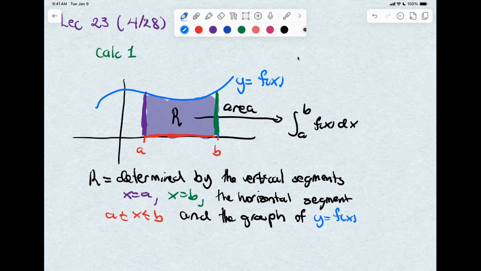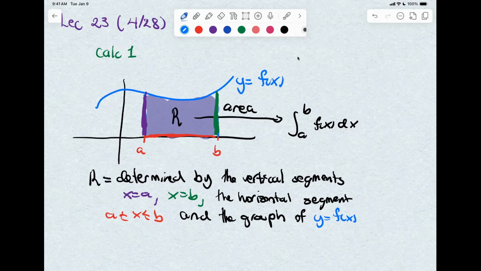The thing is, the vertical segments are implicit the moment you write the bounds, it's clear which ones you're referring to. But it's better to think of this as a room in two dimensions. It has four walls, and really two are vertical, one is horizontal, and this other curving one.